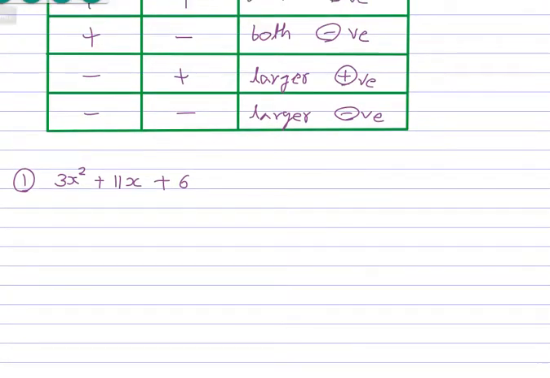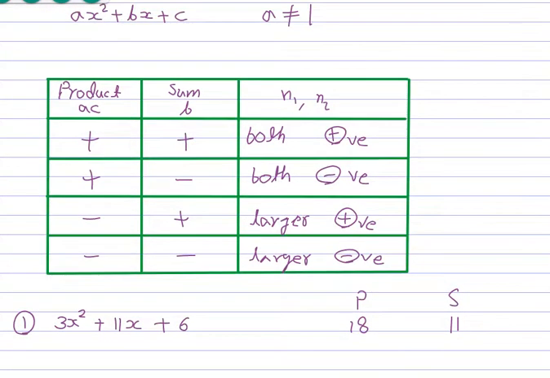Okay, let's take an example: 3x squared plus 11x plus 6. So what is the product and what is the sum? The product is 3 times 6, yes, 18. And what is the sum here? 11. Okay, so the product is positive and the sum is positive. It means the first condition, so both are positive.